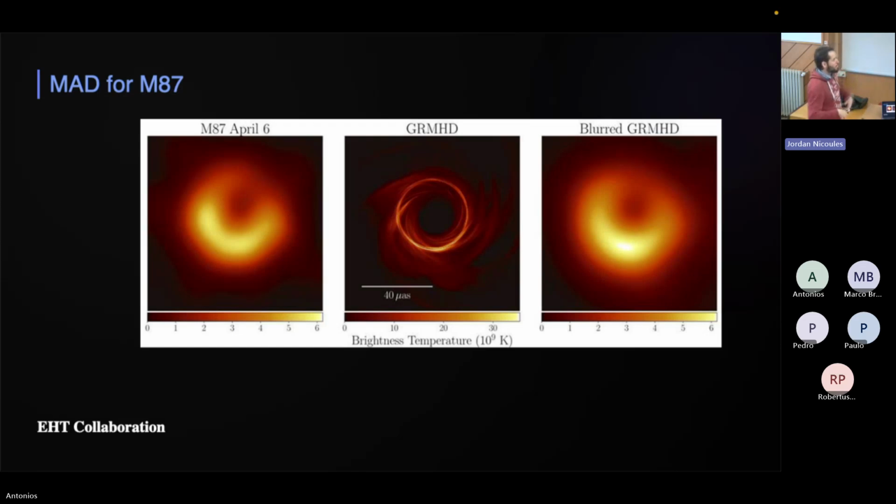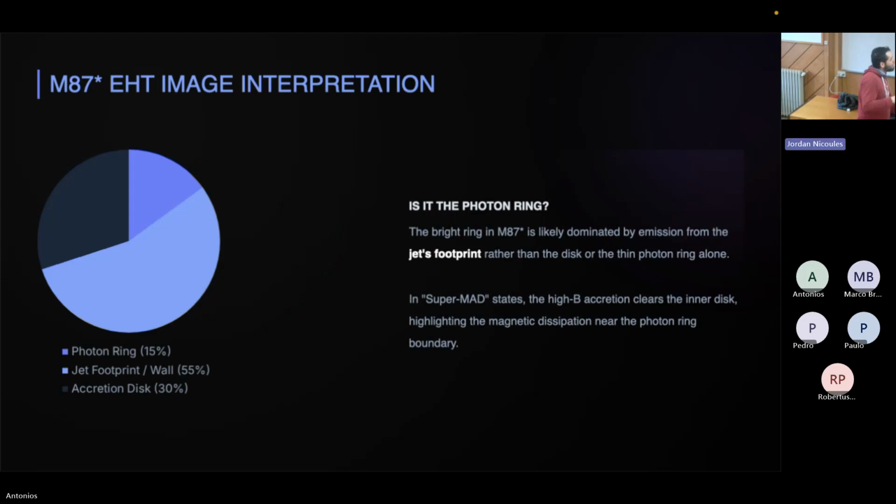Okay, but from all the accretion models that the EHT has tried, the MAD model fits best. Here I'm just saying, okay, what we see, is it connected to the photon ring? Is it a jet footprint? Is it a wall of a jet? I can imagine, I cannot turn this coffee, but imagine that the coffee is the black hole, and you have a jet which is empty inside, and the jet is giving the radiation.